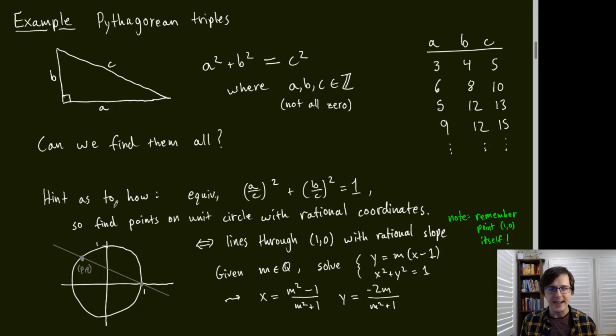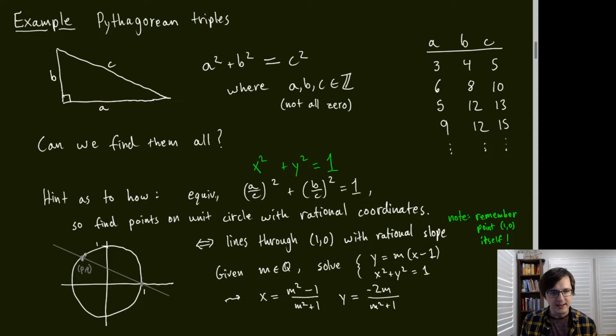Okay, so here's a hint as to how. If we divide both sides of the equation by c squared, then we can rewrite it as a rational squared plus some other rational squared equals 1. And recall, x squared plus y squared equals 1 is the equation of a circle in the plane, specifically a unit circle. So the problem of finding these Pythagorean triples reduces to the problem of finding points on the unit circle where both of the coordinates are rational.